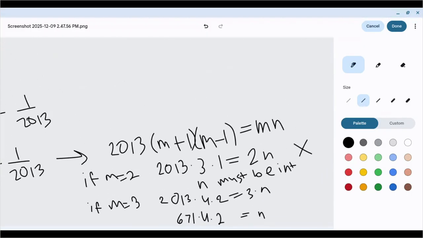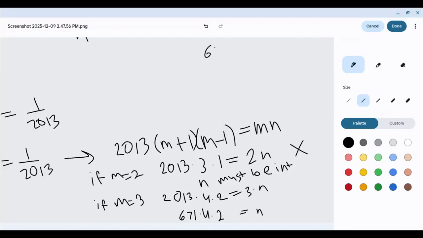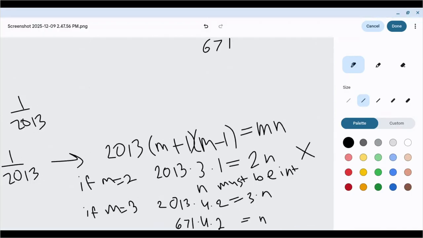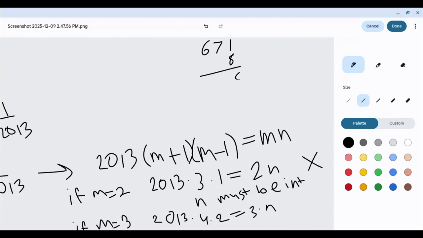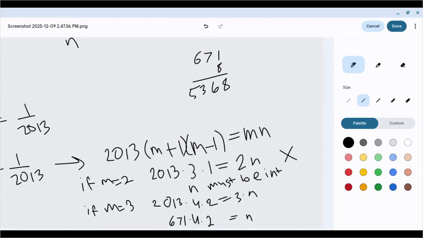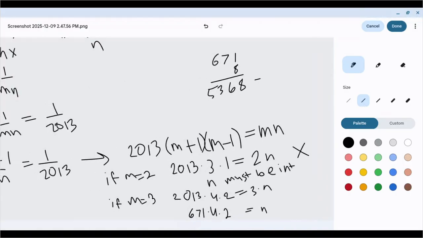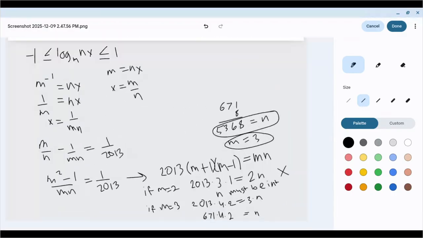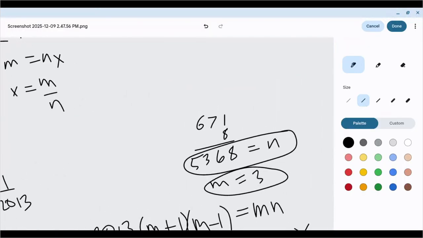So let's just multiply out to see what n is actually equal to. 671 times 8 is 5,368, and that's equal to n. And then we found that m is equal to 3. Now we just need to add them and find the remainder. When we add them, we get 5371, and the remainder when you divide by 1000 is 371. So that's our answer.